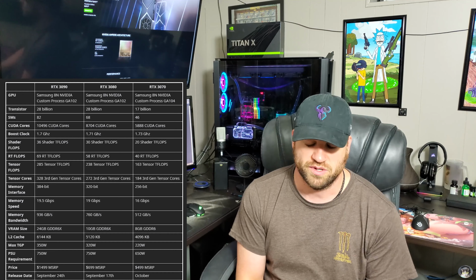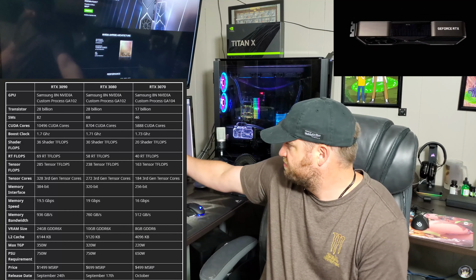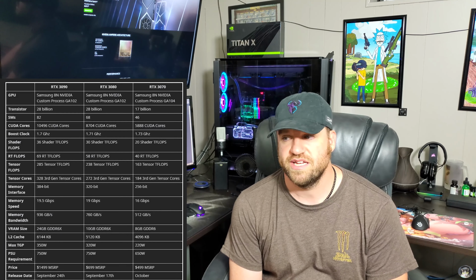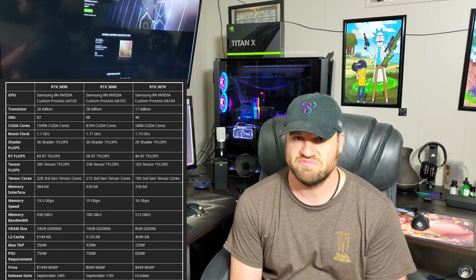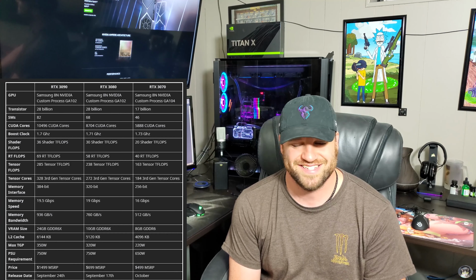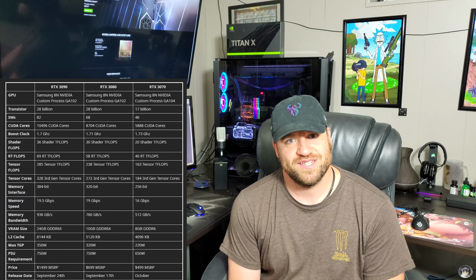Unless you just bought a 2080 Ti, then you're going to really be sad when you could have got a 3070 for less than half the price for the same performance. Ouch, ouch, ouch. But otherwise, if you're a 1080 or 1080 Ti or 1070 user, this is good for you, for sure. So, hopefully this was helpful.